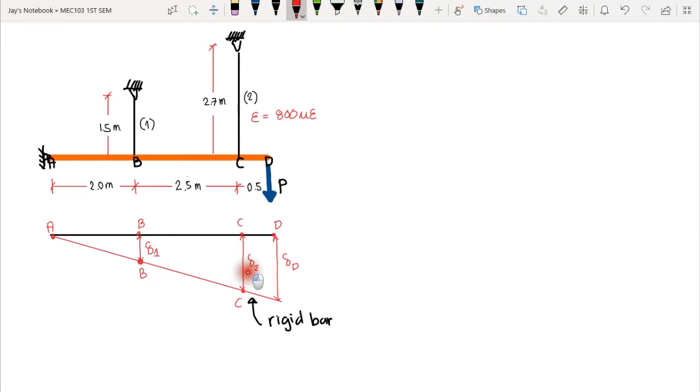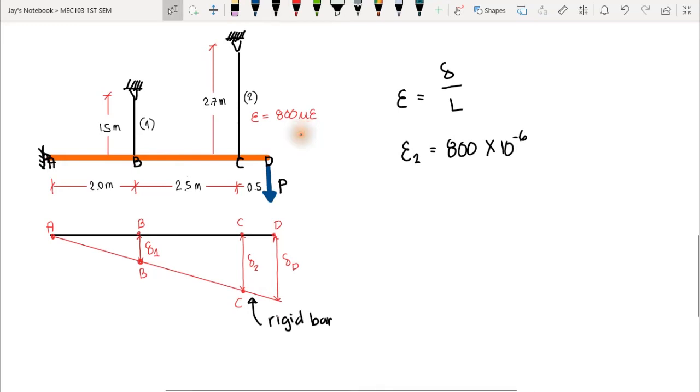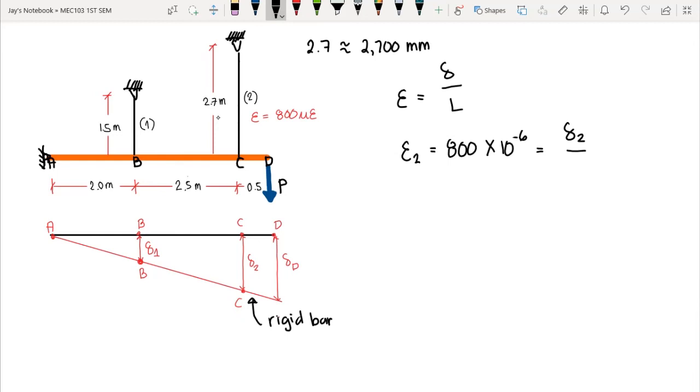How are we going to compute this deformation? We just need to apply the formula: the strain is equal to the deformation over the original length. Our strain here for bar 2 is equal to 800 times 10 raised to negative 6, since that is in micro, which is equal to the unknown deformation 2 over the original length of 2. We know that our original length of 2 is 2.7 meters, which can be expressed as 2,700 millimeters, if you want to convert it into millimeter. Tama? So we have the deformation of bar 2, which is equal to 2.16 millimeters. So we know that this height here is 2.16 millimeters.